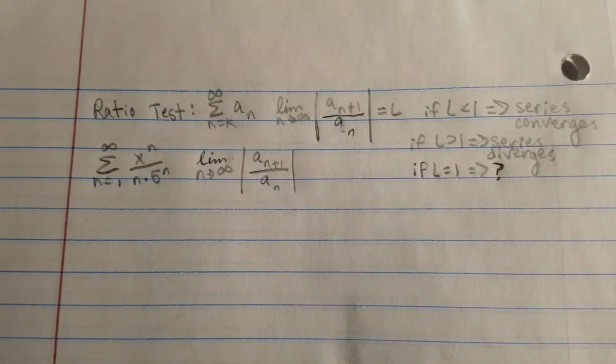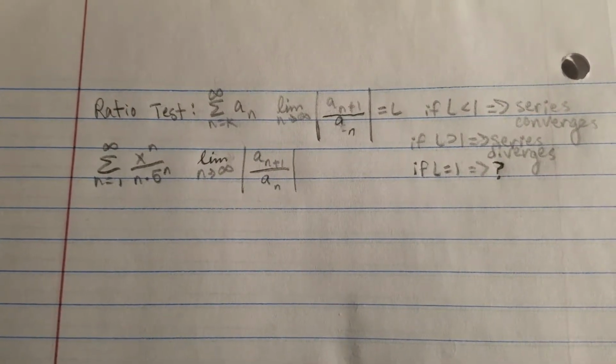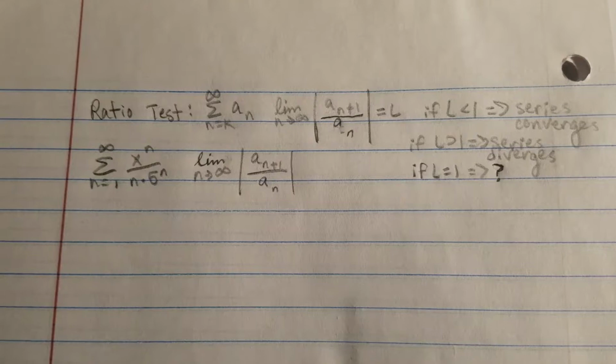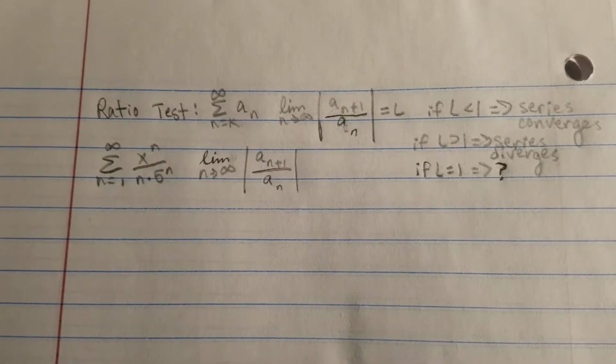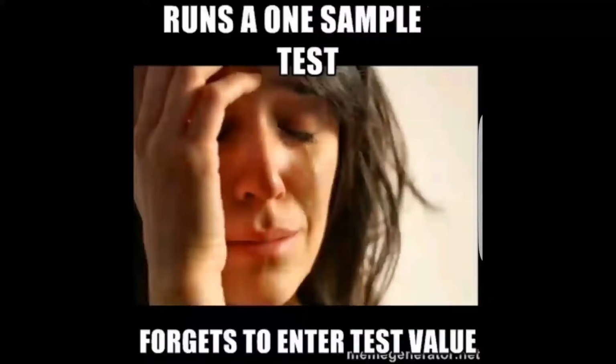The absolute value bars in the definition of L are absolutely required. If they are not there, it will be impossible for us to get a correct answer.